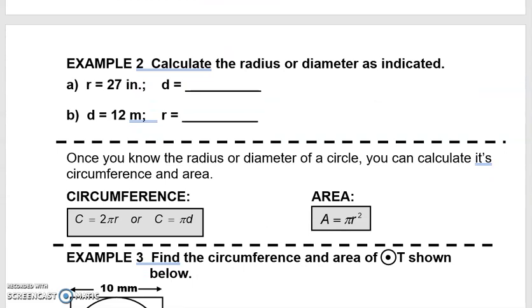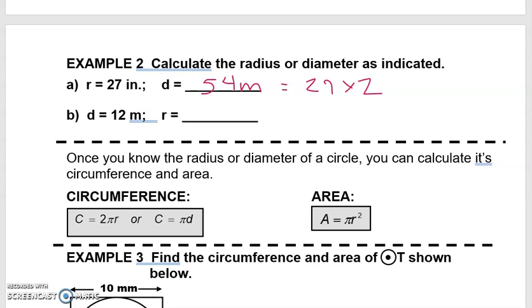Okay, calculate the radius or diameter as indicated. All right, well, if our radius is 27, our diameter just doubles that. So 27 times 2 is going to be 54. And then we can go backward. And if I need to show this here, 27 times 2.